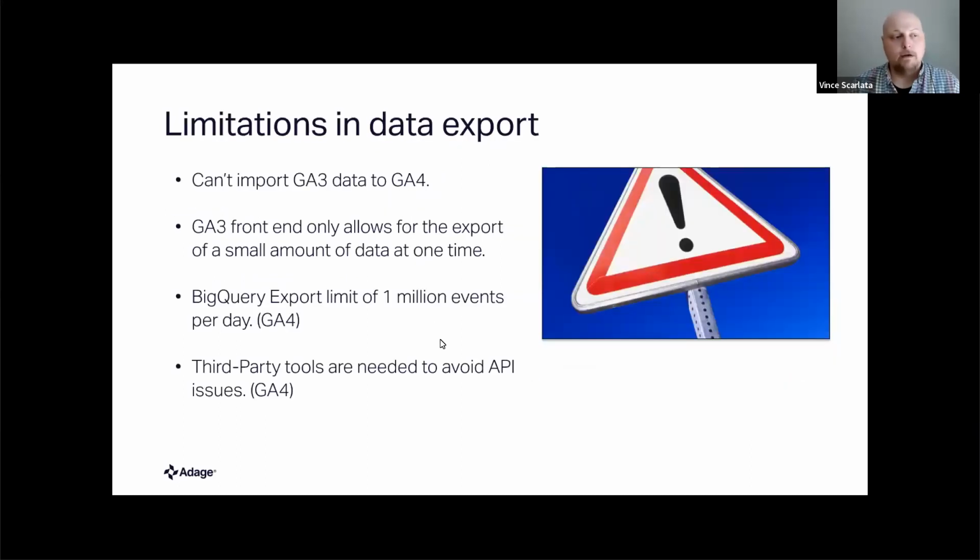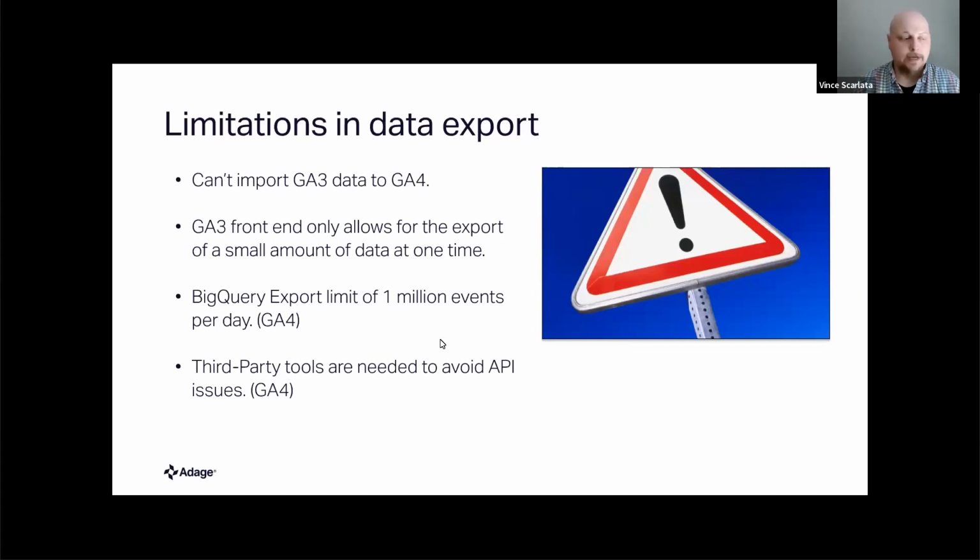And then we have data that's going out of GA3, and we still want that data. Also within GA4, there's exports too, and there are some limitations revolving those two. One is you can't actually take GA3 data and import it to GA4. So they're going to have two properties no matter what.